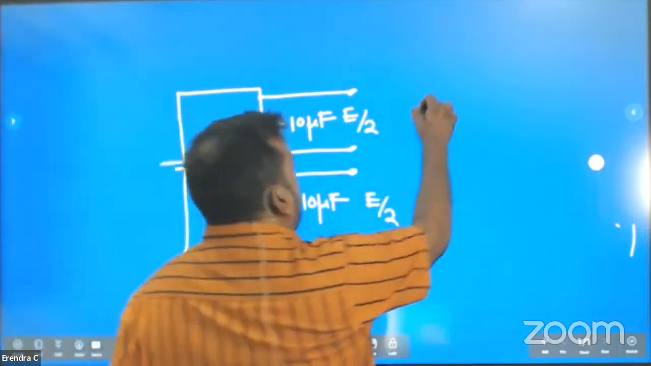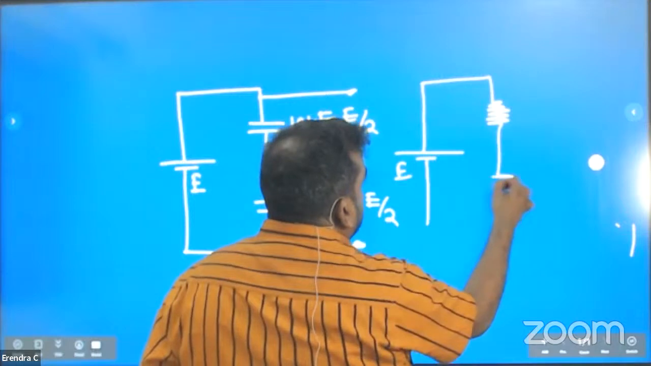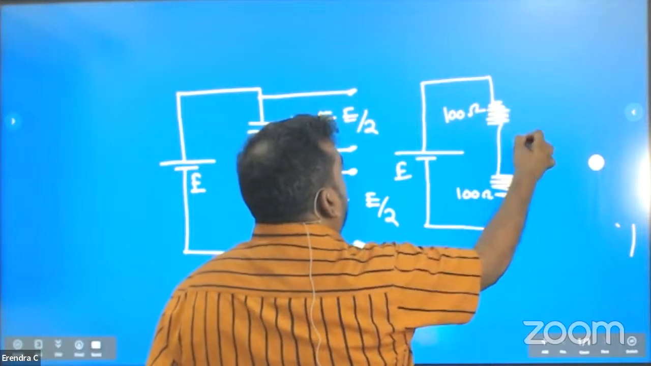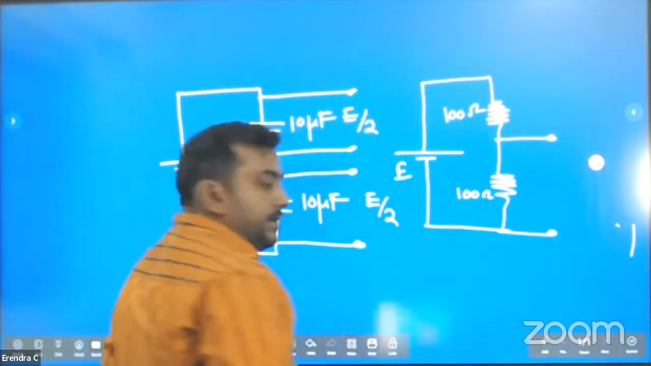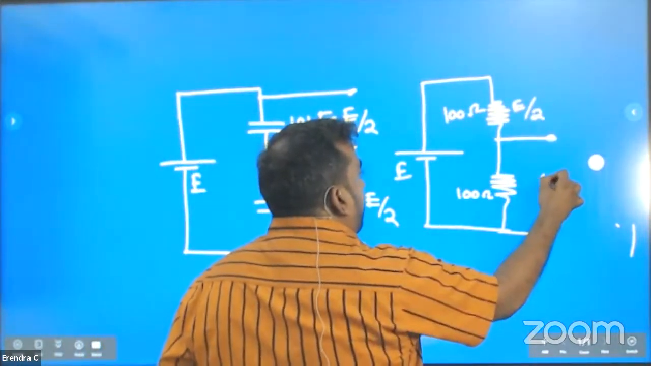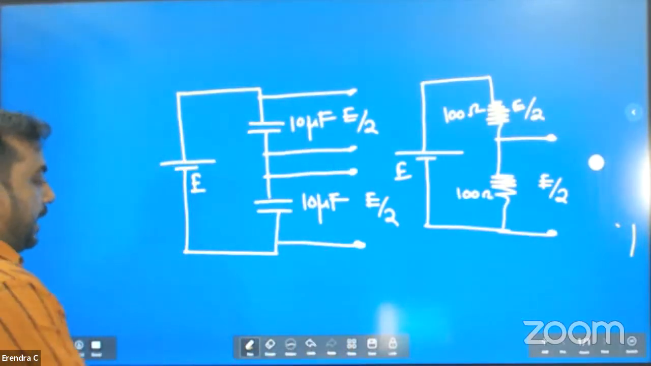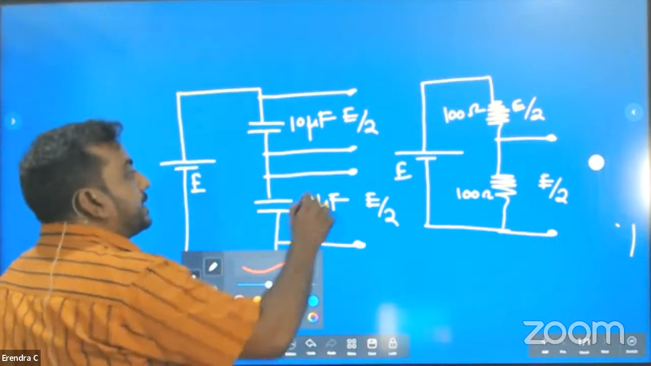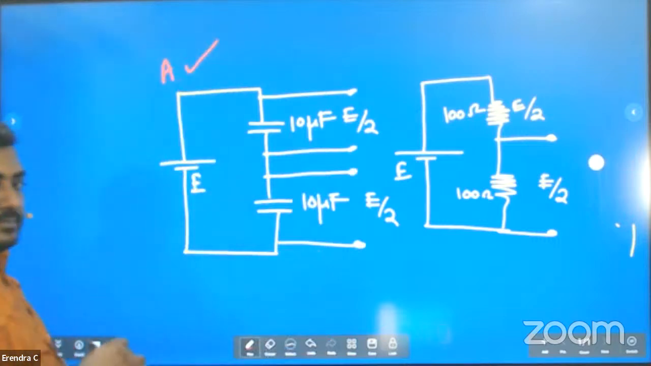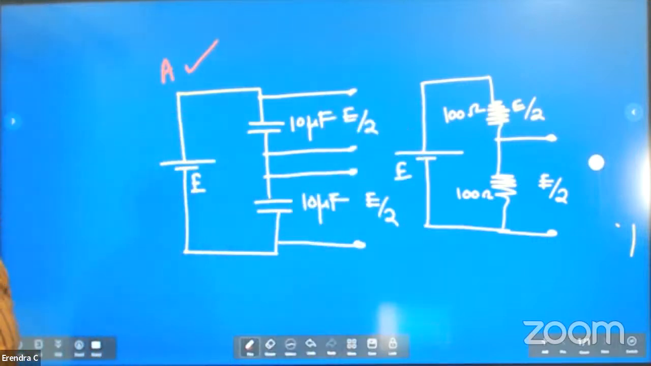Right. Now here, if I connect two resistors, 100 ohm here, again equal resistors, voltage drop here is E over 2, and voltage drop here is also E over 2. Clear? Now this is the first one, statement A correct. If you want, you can take a photograph of the first one.